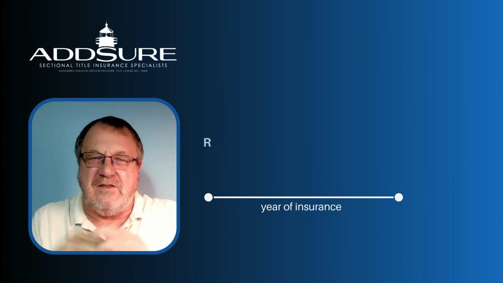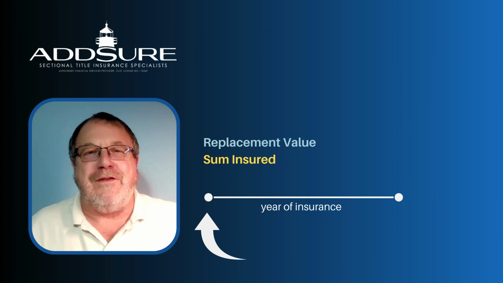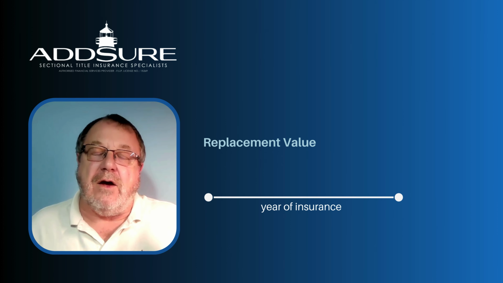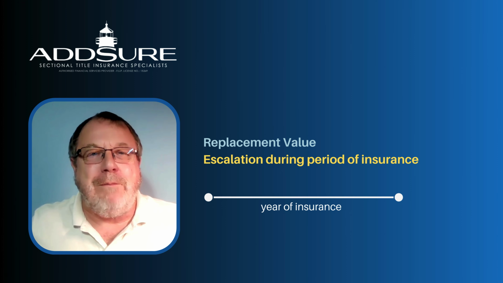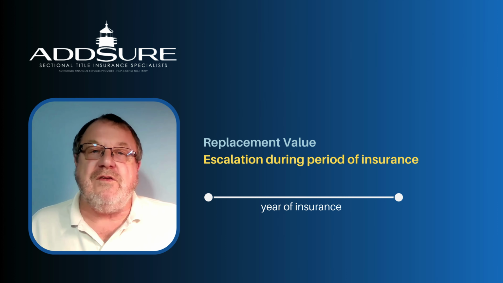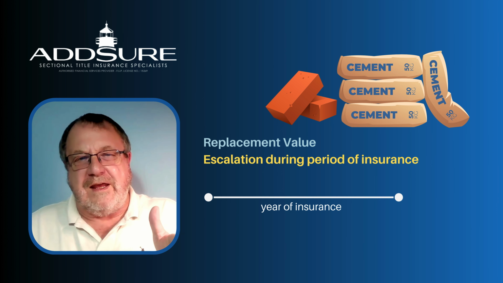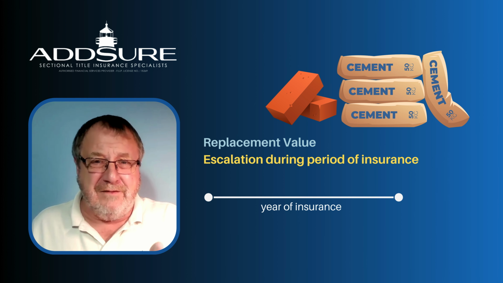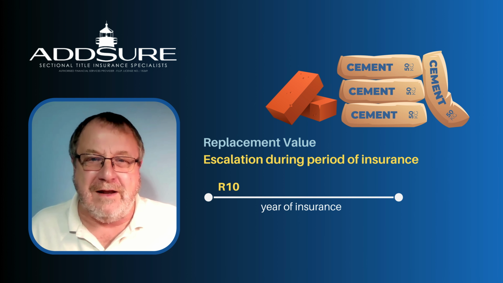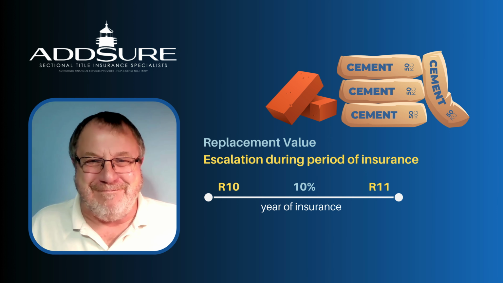Now that is shown or determined to be the starting value at the beginning of the insurance year. Now, the second line item there would be your escalation during the period of insurance. In other words, the price of a brick or a bag of cement would change during the year. So you would go and look for the cost of a bag of cement or a brick. At the beginning of the year, it would be, say, 10 Rand, but it might be 11 Rand by the end of the year. Okay, it might have gone up by 10% by the end of the year.